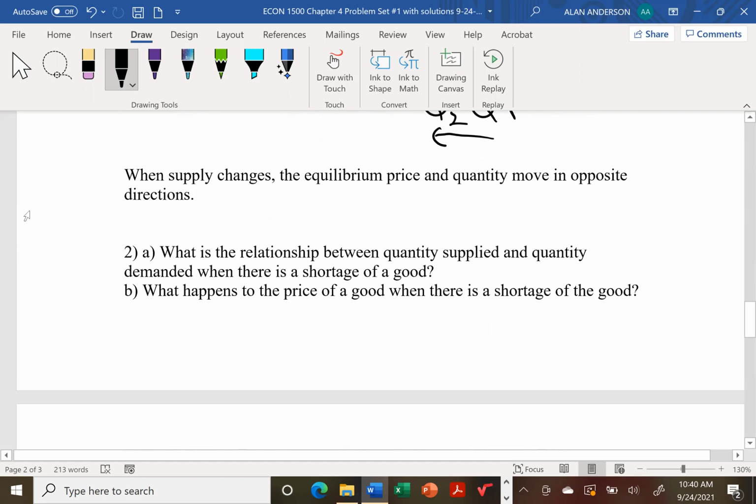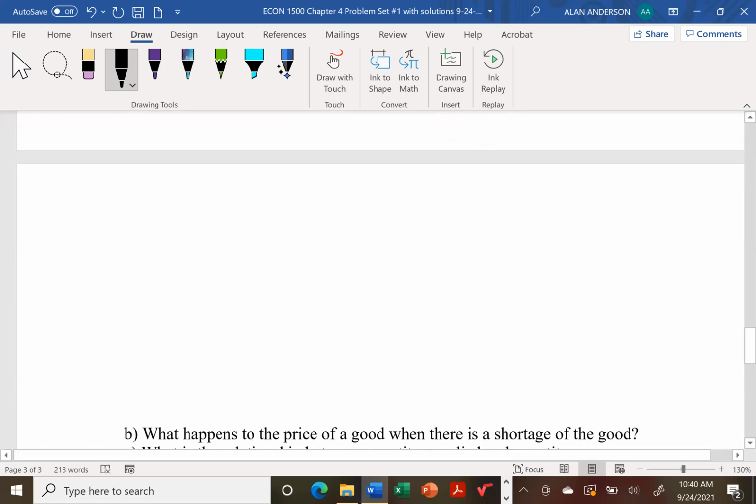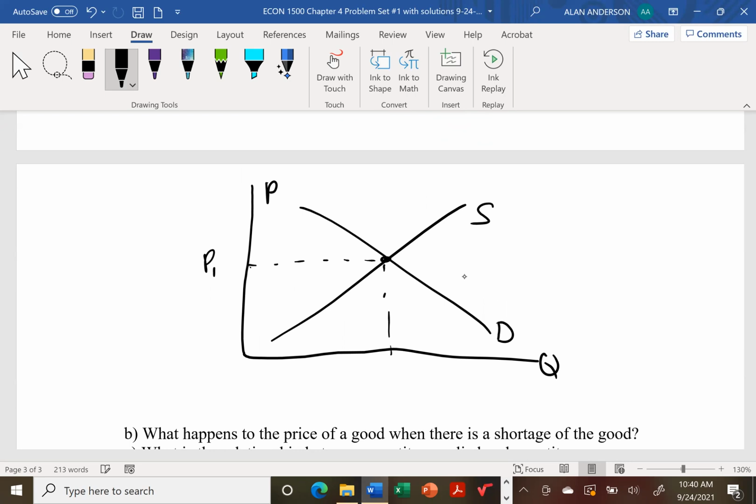What is the relationship between quantity supplied and quantity demanded when there's a shortage of a good? All right, so again, it doesn't actually ask you to draw a diagram, but why don't we do that? Because we want to remind ourselves what a shortage looks like. So basically what's happening here is that we're not in equilibrium. We have equilibrium up here, but unfortunately, for some reason, the price in the market is too low to be in equilibrium. And what happens is that at P2, here's your quantity demanded and here's your quantity supplied. And the most important detail here is that the quantity demanded exceeds the quantity supplied at such a low price.